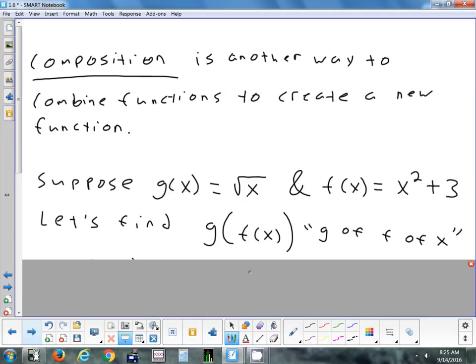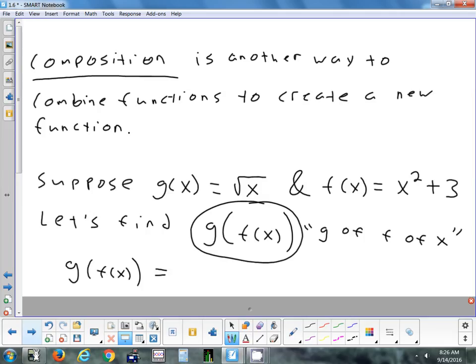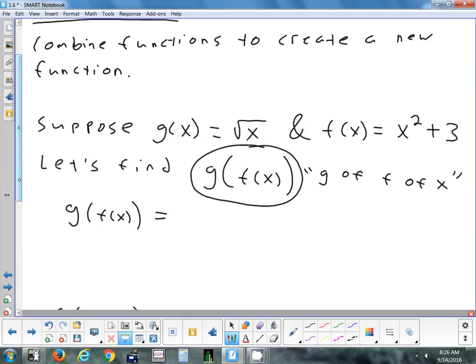So I've got two functions, g of x and f of x. g of x is the square root of x. f of x is x squared plus 3. And I'm going to find this. The way you pronounce what I have written there is g of f of x. So what we're really going to do is plug one function into the other. We're not going to be replacing a variable with a number. We're going to be replacing a variable with an entire expression.